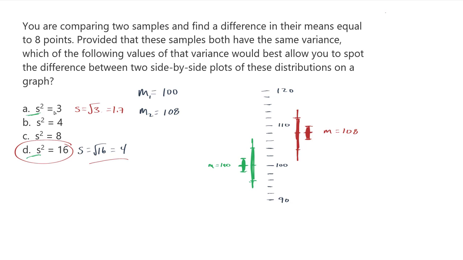So it's when you're at this extreme, a variance of 3, that you're going to have the easiest time spotting the difference between the two of them side by side. This one is very noticeably different from this one. So the answer is A, a sample variance of 3.